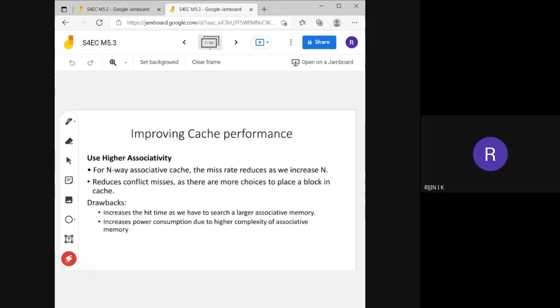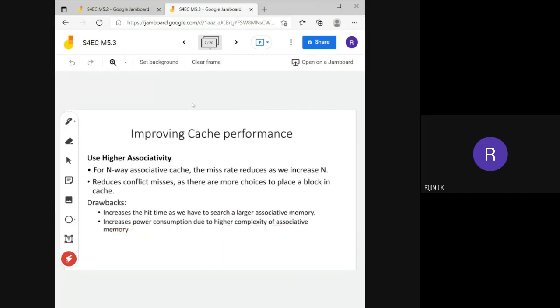But there are some drawbacks in this higher associativity too. By using higher associativity cache, the hit time increases as we have to search a larger associative memory, and it also increases the power consumption due to the higher complexity of associative memory.